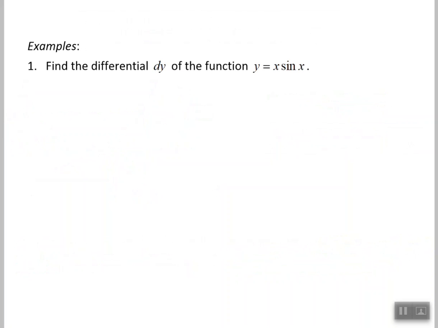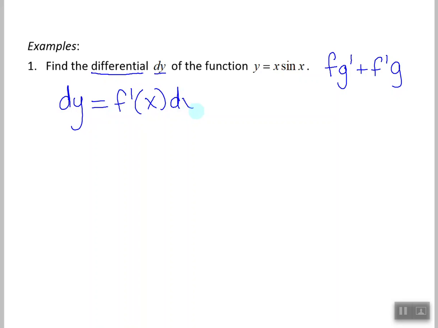Let's take a look at some examples. One: find the differential dy of the function y equals x times sine x. Now I notice this is a product, x multiplied to sine x, two functions with variables that are multiplied, so I'm going to think of using my product rule, f g prime plus f prime g. dy, my differential of y, equals f prime of x dx. I'm going to start with just simply stating that.